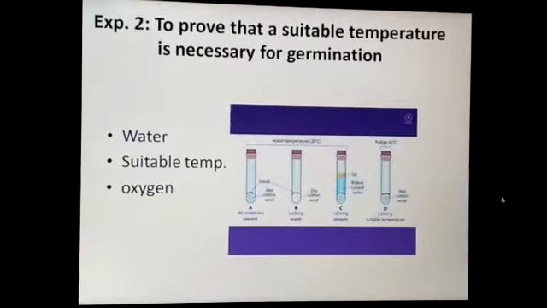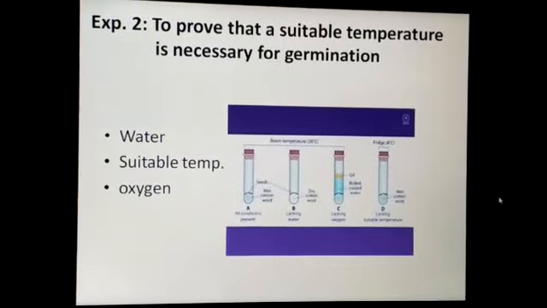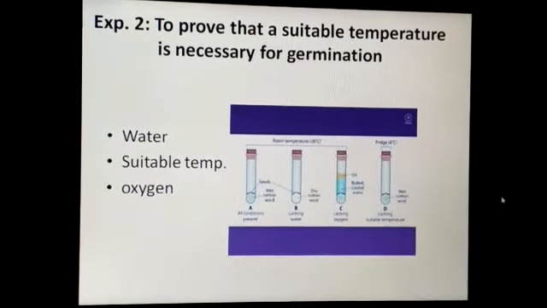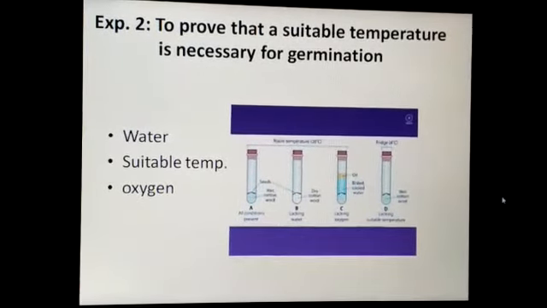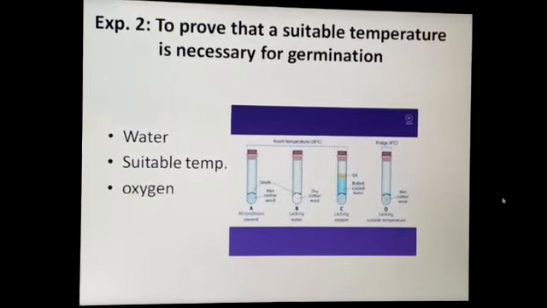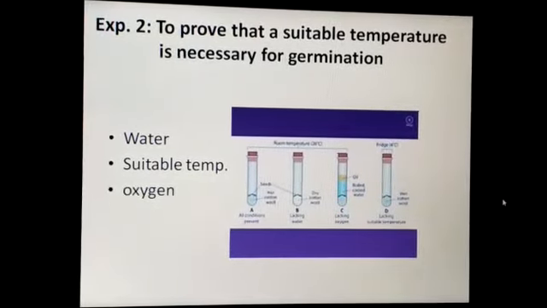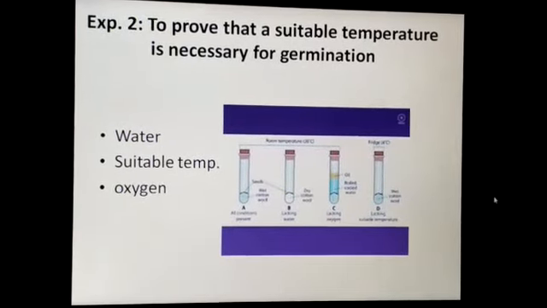Now, the difference in the 2 setups is of temperature. Since seeds in test tube D were kept at a very low temperature than the normal temperature, therefore they did not show germination. Thus, this experiment proves that a suitable temperature is necessary for germination of seeds.